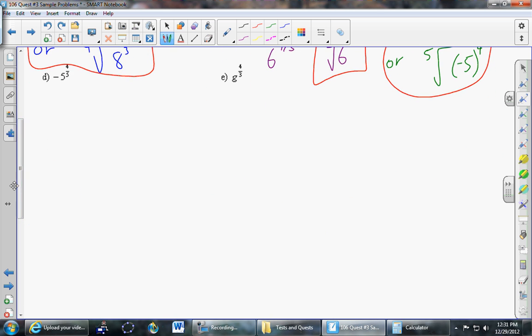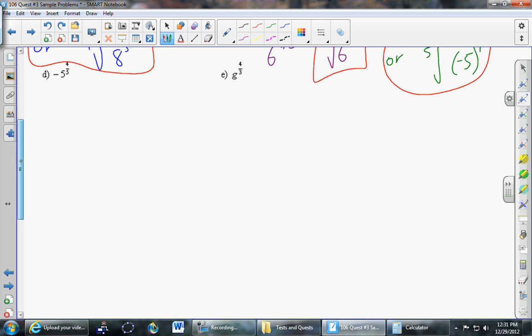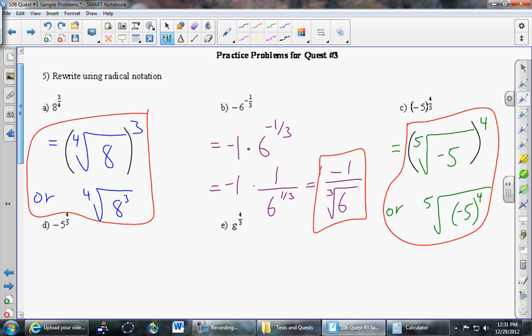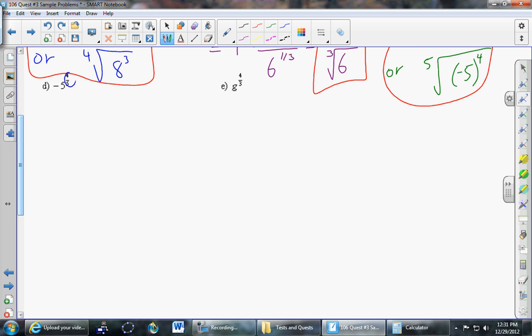Part D, -5 to the 4/5. So this looks quite familiar. It sounds the same when you read it from part C, but you'll notice the difference is the parentheses. Part C has parentheses around the -5. Part D has no parentheses. So hopefully by this point, you're starting to understand, does the power here have the strength to reach that negative sign? And the answer, as we've seen, is no, unless there's parentheses, like it was in the previous problem.